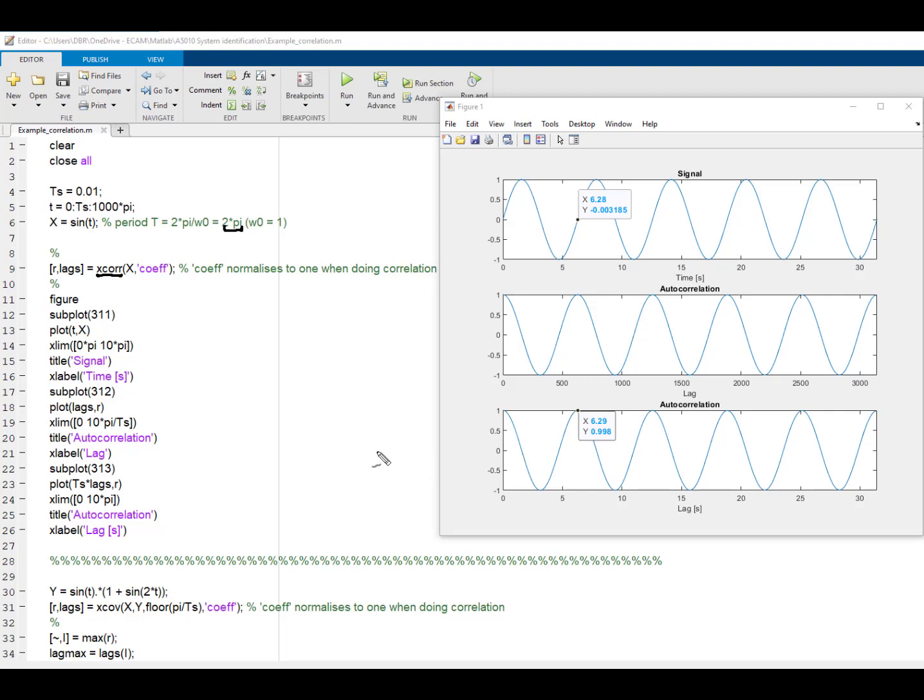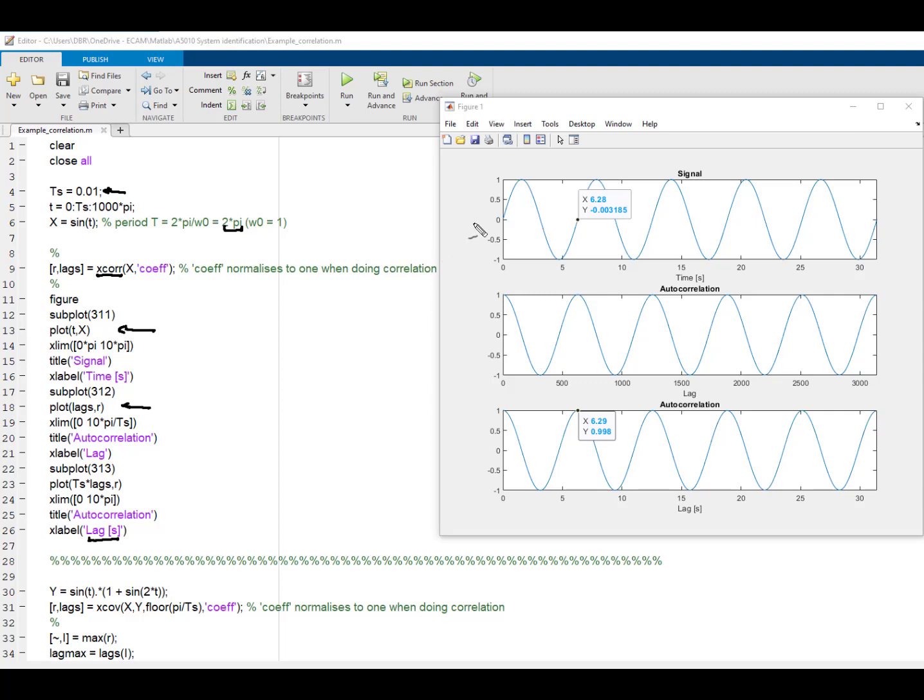So you have three plots over here. The first plot is obviously the sine signal. The second plot is the autocorrelation function, so on the x-axis the lags, and on the y-axis you have the autocorrelation. And in the third plot you have something similar, but the lag is brought back to a quantity in seconds by taking into account the sampling period.